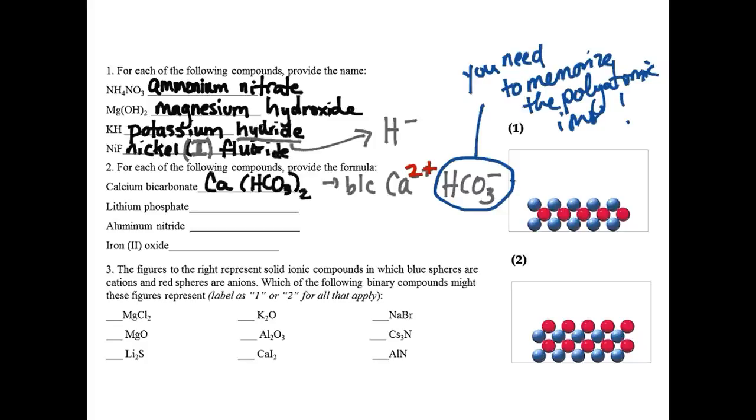Now, because you need 2 bicarbonates to balance the charge for calcium, right, 2 minuses to match the 2 plus charge, then you use the parentheses and the subscript 2 for bicarbonate.